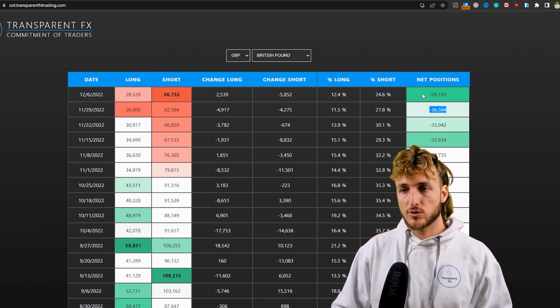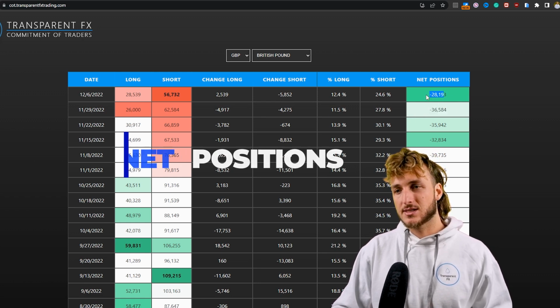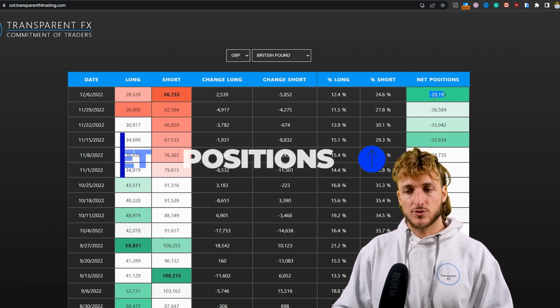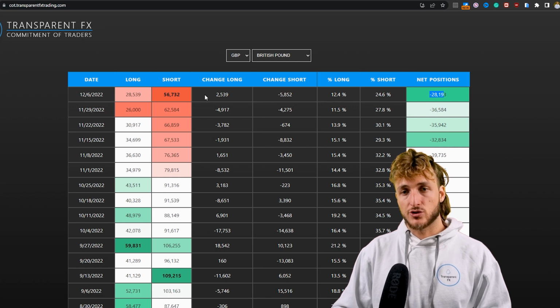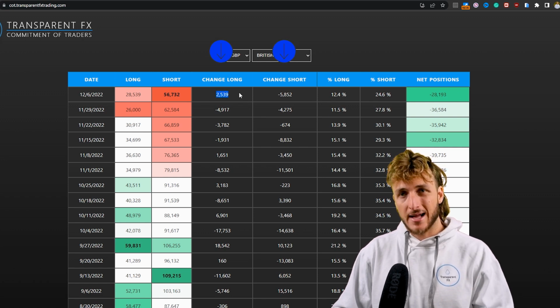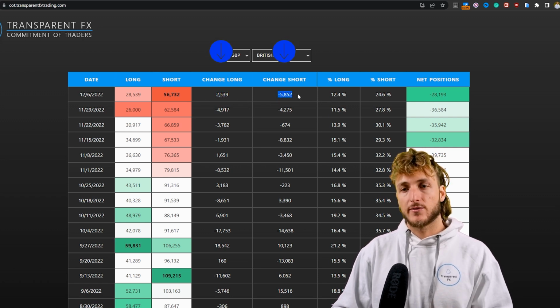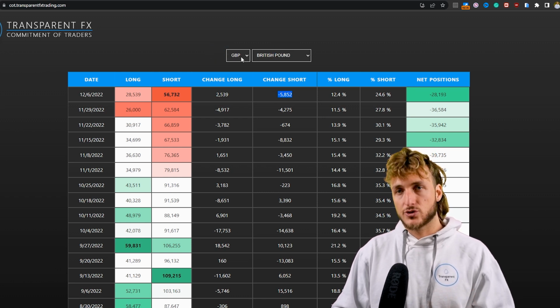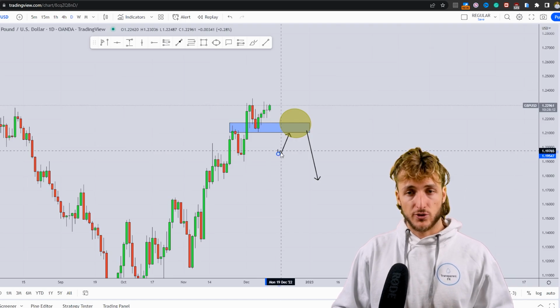What we can see here is that with the last report, we went from minus 36K to minus 28K net positions, indicating an overall increase with the last report of the net positioning. In fact, we had 2.5K longs added from an institutional perspective and 5.8K shorts getting closed. Now, this is making the pound stronger, which is not good for this move to the downside.